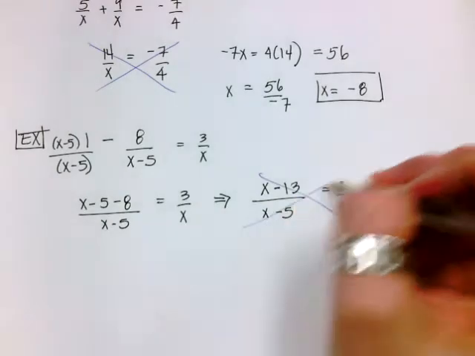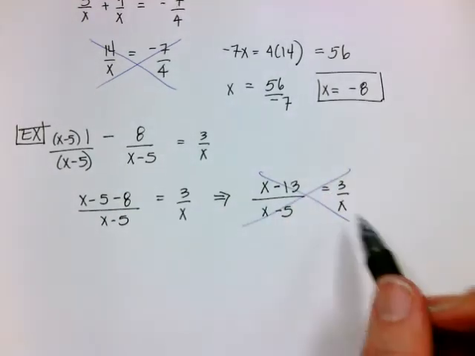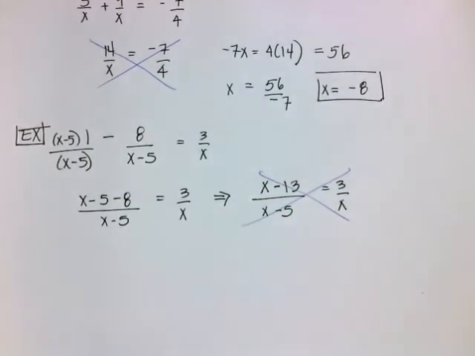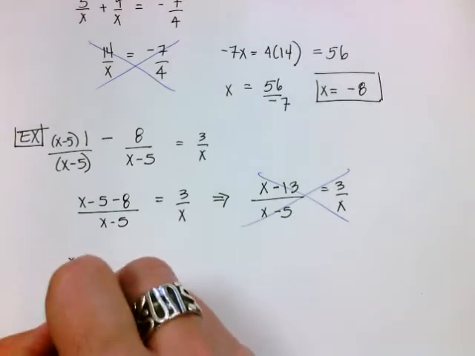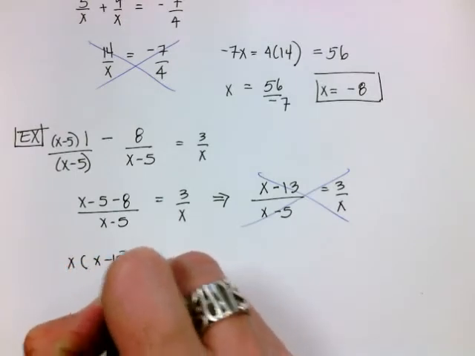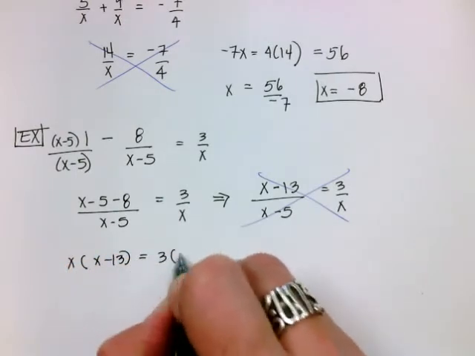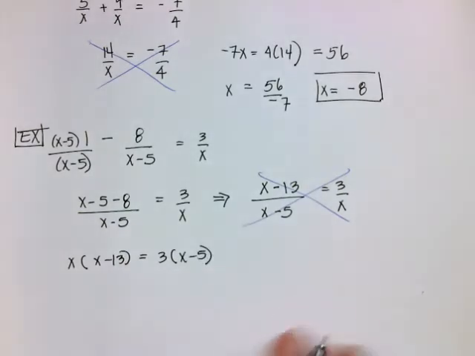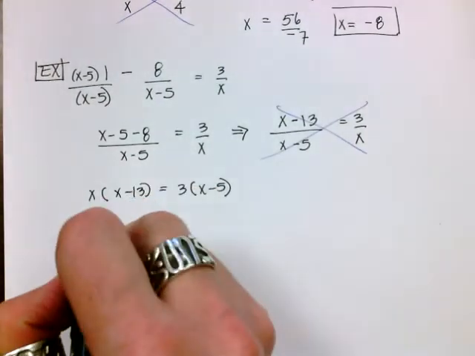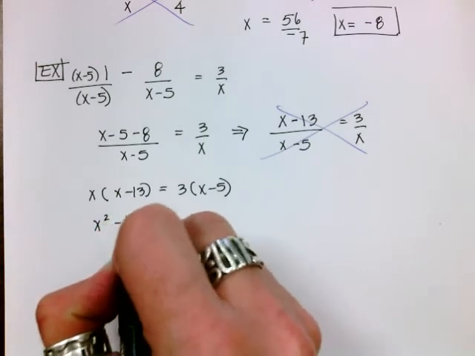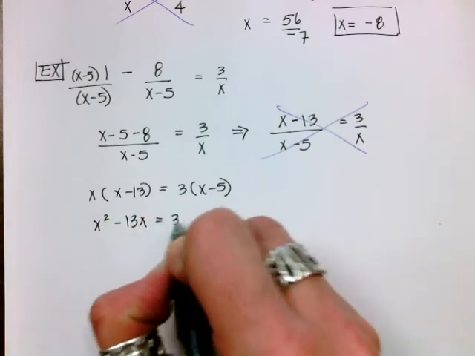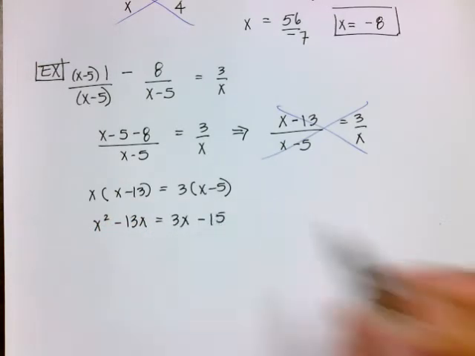Now I can cross multiply because I have a fraction equal to a fraction, so we call those a ratio. So I'm going to do x times x minus 13 is equal to 3 times x minus 5. So if I simplify and distribute, I get x squared minus 13x is equal to 3x minus 15.